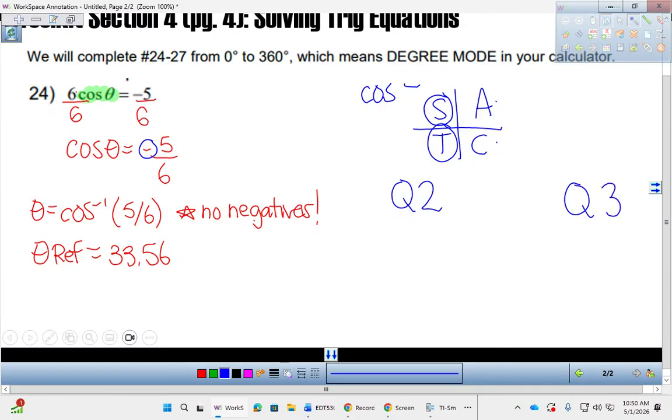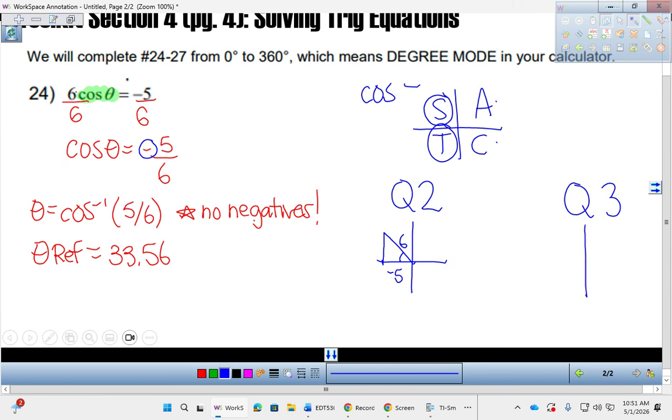From here, you can draw a picture or you can use the rules. For right now, I'm going to draw the picture so you can see it, but eventually a lot of you are going to stop drawing the picture and just use the rules. All right? So in quadrant 2, here's what this means. I've got some angle in quadrant 2, and if I were to make the reference triangle for that, it would look like this. And cosine is adjacent over hypotenuse. So if this is my reference angle, the adjacent leg is negative 5, and the hypotenuse is 6.